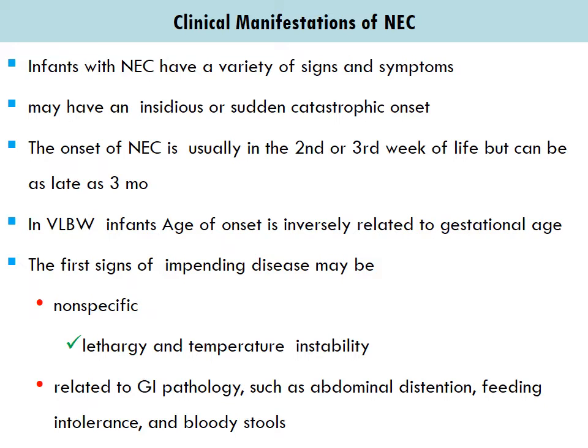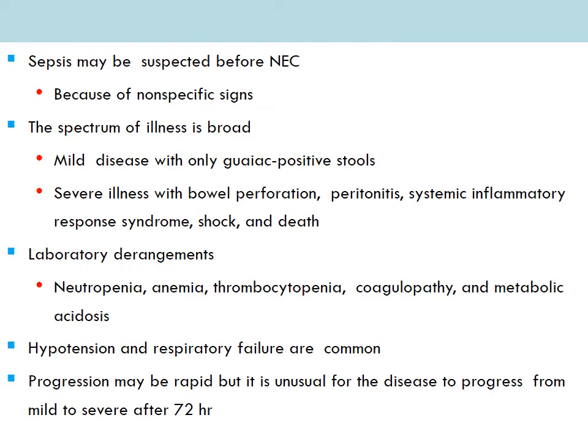The first signs of impending disease may be nonspecific, including lethargy and temperature instability, or related to GI pathology, such as abdominal distension, feeding intolerance, and bloody stools. Because of these signs, sepsis may be suspected before necrotizing enterocolitis. The spectrum of illness is broad, ranging from mild disease with only guaiac-positive stools to severe illness with bowel perforation, peritonitis, systemic inflammatory response syndrome, shock, and death.